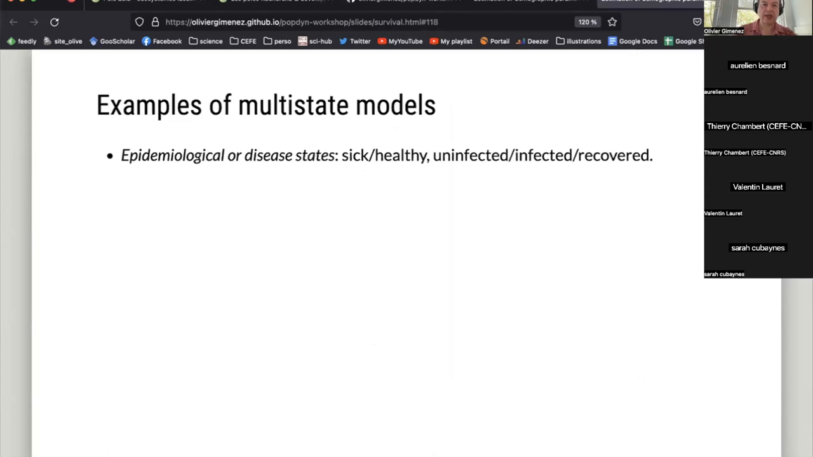Okay, examples of multi-state models. So you may have disease states like sick or healthy instead of site A, site B, and you estimate transition between those epidemiological states. So it's the probability of recovering or the probability of getting infected. So you see that possibilities are infinite. The states could be uninfected, infected, and recovered. And so for those of you who are familiar with SIR models in epidemiology, these multi-state models can help to estimate the parameters that we need to calibrate those epidemiological models and study the transmission of diseases. So they are very useful.